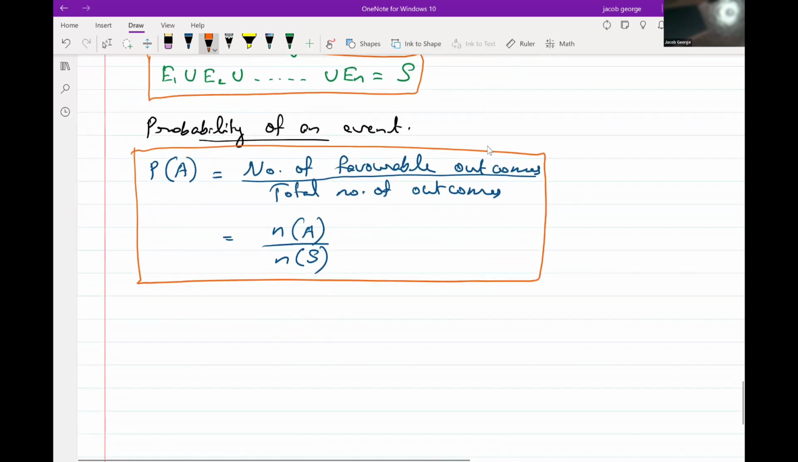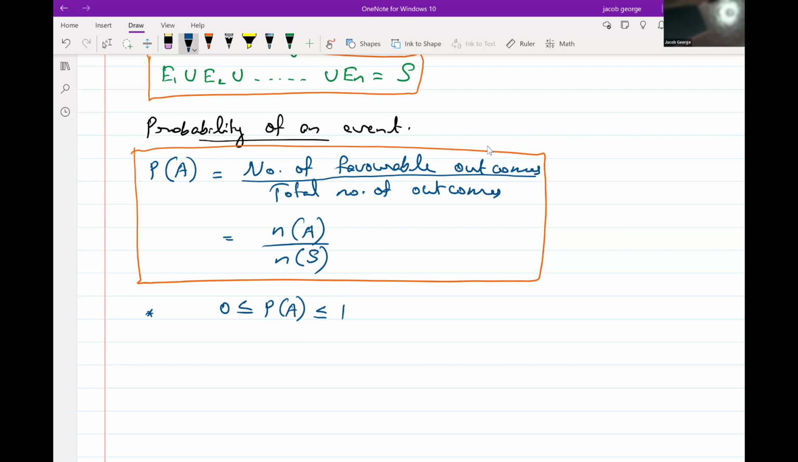Next point. Probability is always a number which lies between 0 and 1, including both. 0 ≤ P(A) ≤ 1. Please write 0 ≤ P(A) ≤ 1. We studied that when probability is 0, it is an impossible event. Probability is 1, sure event.